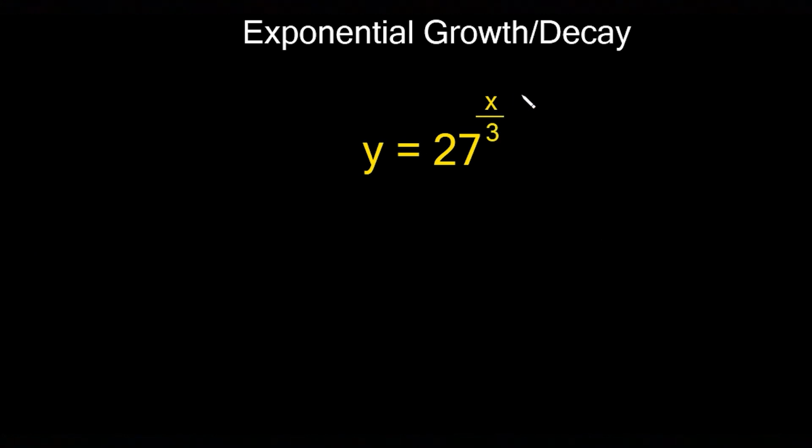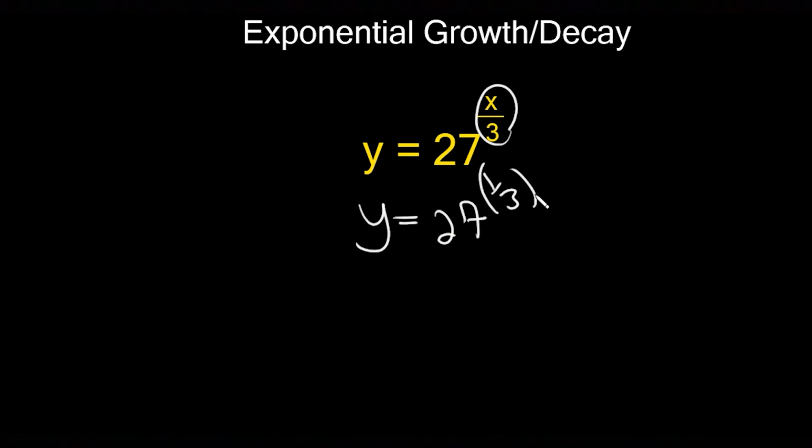And on this one here, we're going to do the same thing. We're going to go ahead and break apart this exponent right here. So for example, we have y equal to 27, and then 1/3, okay, and then times x. That's what's actually going on. And then right here, we can go ahead and simplify this down. That's really a cubed root.